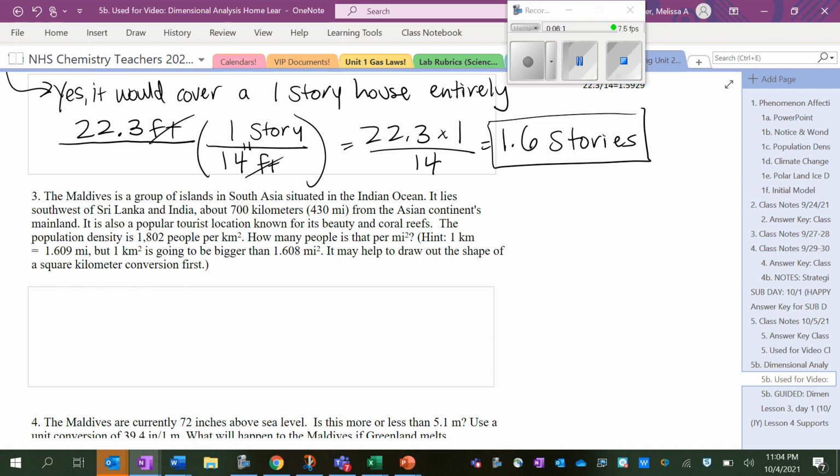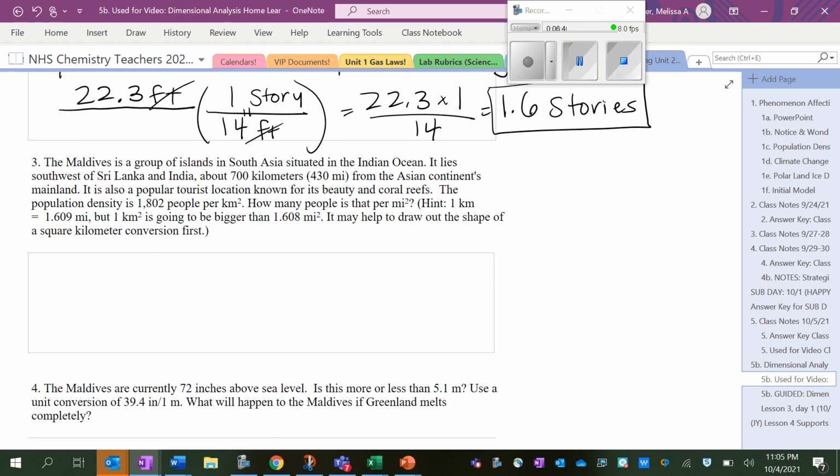The population density is 1,802 people per kilometer squared. How many people is that per square mile? Okay, 1 kilometer is 1.609 miles, but 1 kilometer squared is going to be bigger than 1.609 miles squared. So it may help to draw out the shape of a square kilometer conversion first. Well, let's see if we can do this.